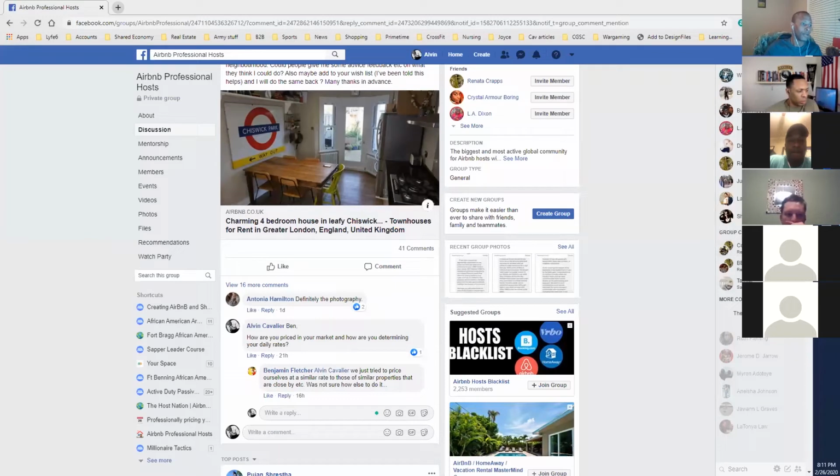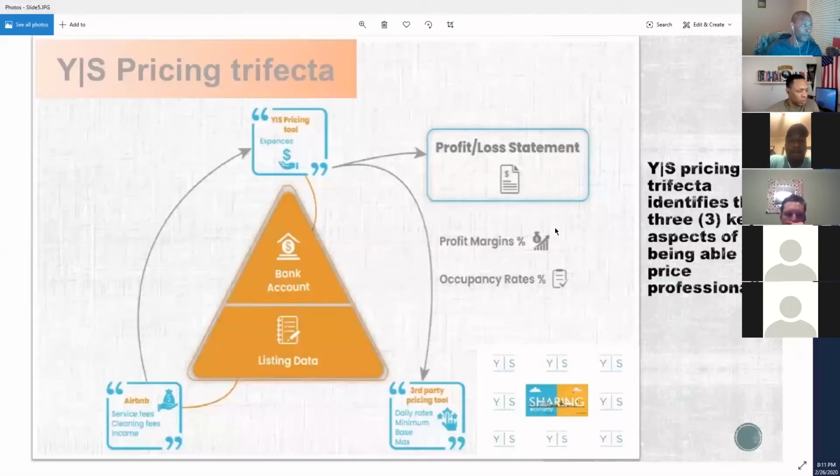So therein lies the pricing trifecta, which essentially identifies the gap that exists from a pricing standpoint, and again helps everyone understand how we get to pricing professionally instead of guessing, right? If you can see the trifecta here, in the lower right-hand corner, you'll see a third-party pricing tool.